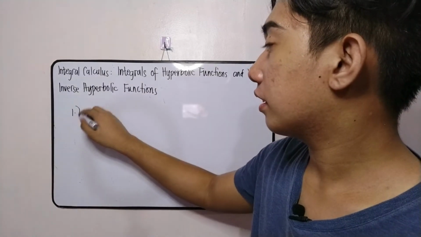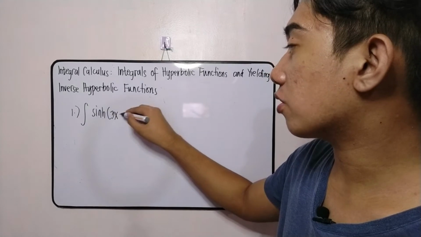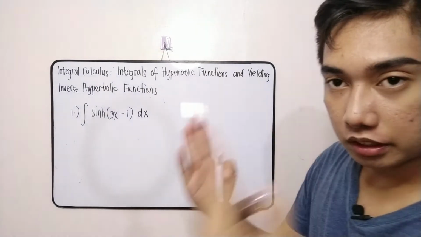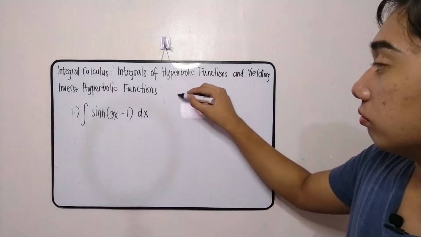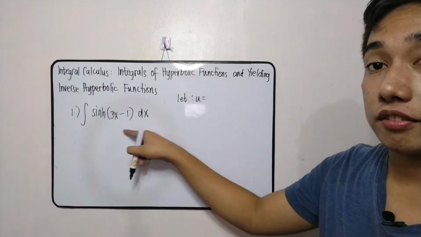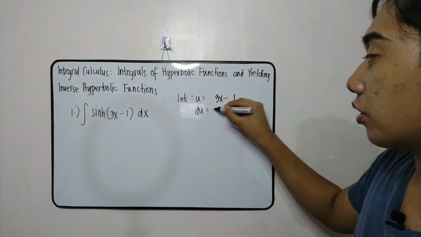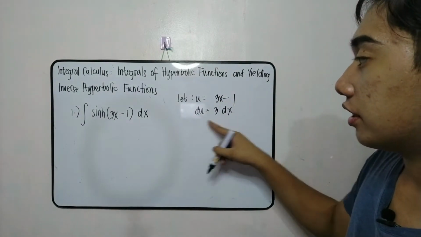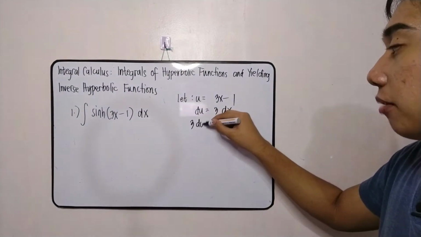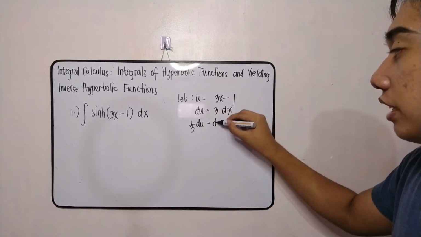Number 1, the integration of the hyperbolic sine of 3x minus 1 dx. Ganito lang kasimple. We let u as the function of the angle, so this is 3x minus 1. Then the differential is du is equal to 3 dx. Since there's no 3 dx here, we will divide both sides by 3 so that dx lang yung matira. Sorry, 1/3 pala yan. 1/3 du is equal to dx.